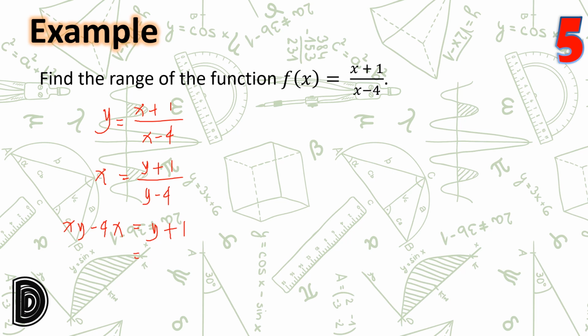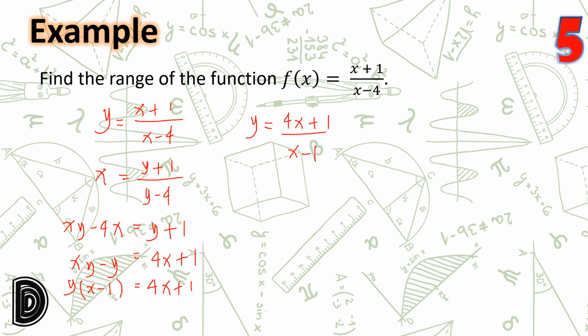So we subtract y from both sides of the equation. We will have xy minus y. Also, we add 4x to both sides of the equation. We'll have 4x plus 1. On the left-hand side of the equation, y is a common monomial factor. So we have y times the quantity x minus 1 is equal to 4x plus 1. Now we can divide both sides by x minus 1 such that we will have the equation for y in terms of x. Then we have y is equal to 4x plus 1 over x minus 1.